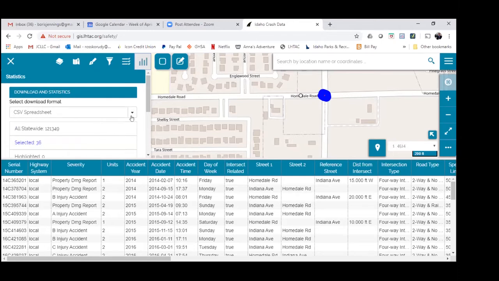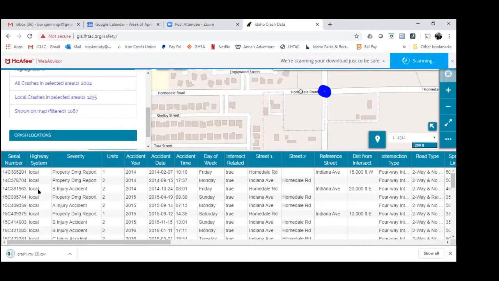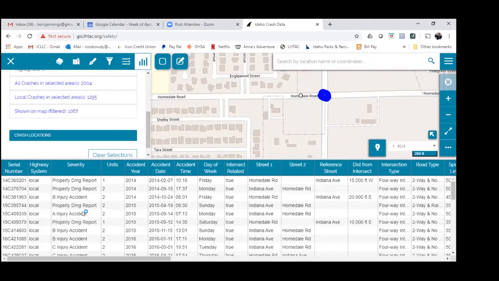Now I'm not a genius, okay? And I know just enough to be extremely dangerous. But I want to select the CSV spreadsheet, which is hopefully going to be an Excel spreadsheet. Okay, and so then I've got 36 crashes selected. It's selected that for me automatically. So I want to click on selected 36. Okay, and it's going to start to download. And you can see in my lower left hand corner, it starts to download into an Excel spreadsheet. I want to open my Excel spreadsheet and let's see if we've got success today. There it comes up. It's going into my Excel program, and there's an Excel spreadsheet for you.